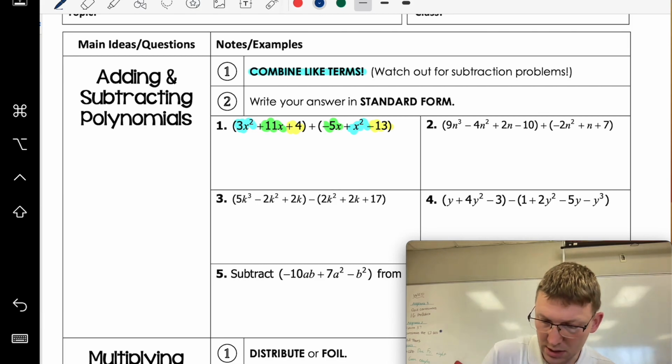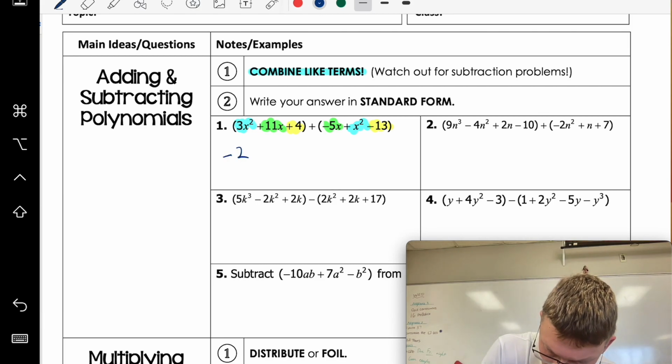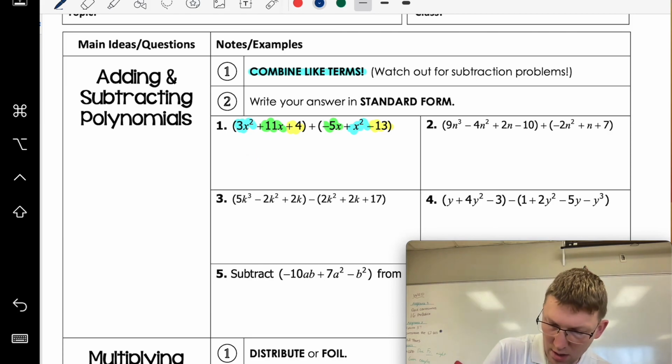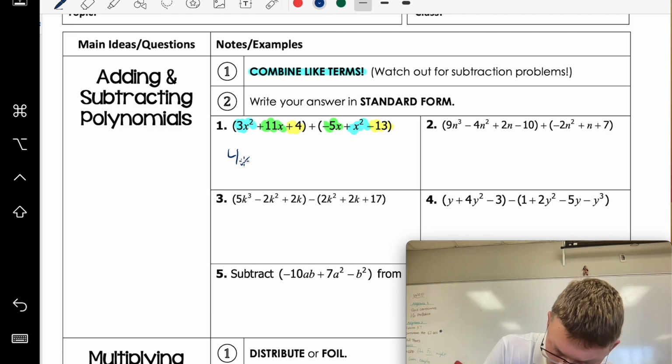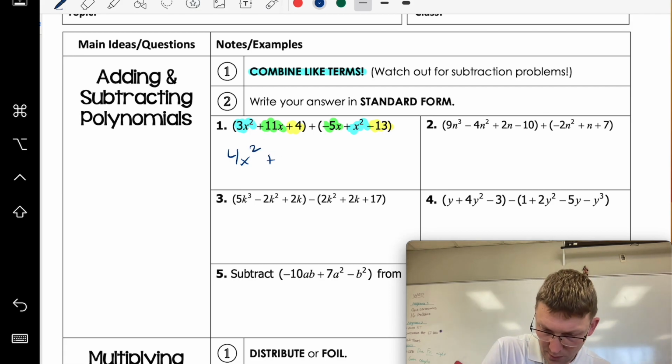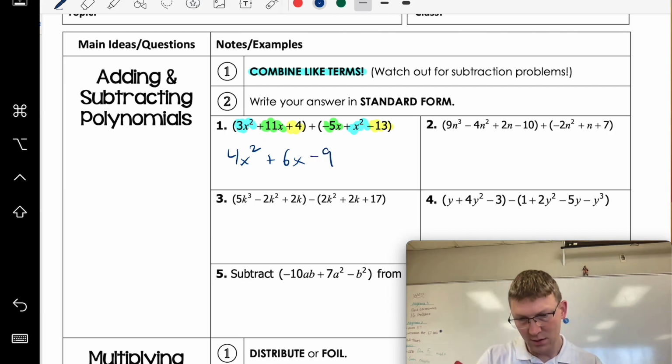So x squareds, we're going to have, that's wrong, 3x squared and then 1x squared. So we're going to have 4x squared. Notice how I'm starting with the highest degree, plus 11 minus 5 is 6x. And then last but not least, minus 9. So let's do the rest of these examples and see how they go.